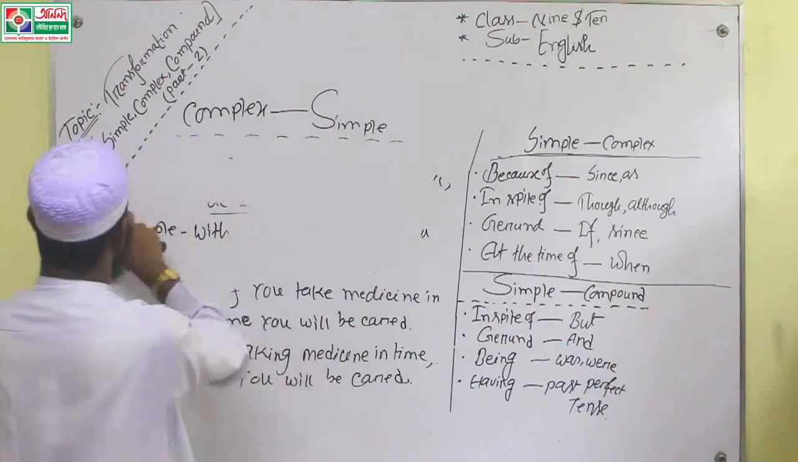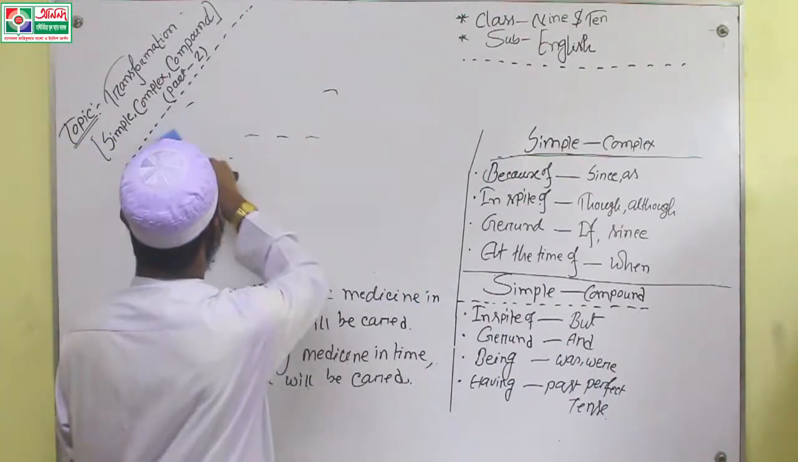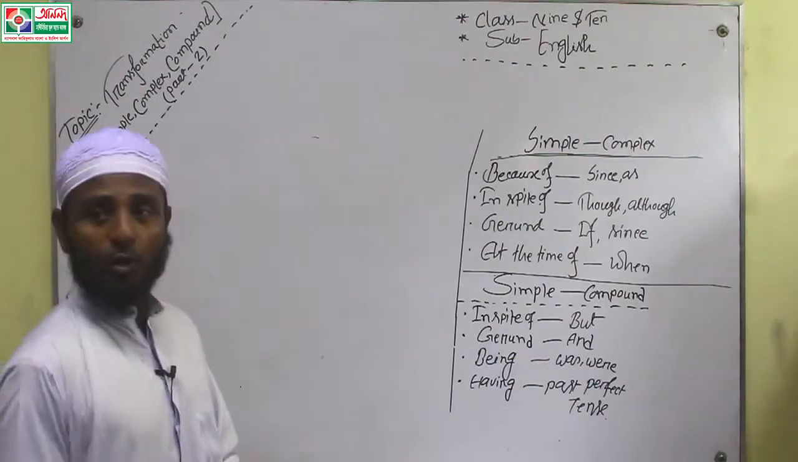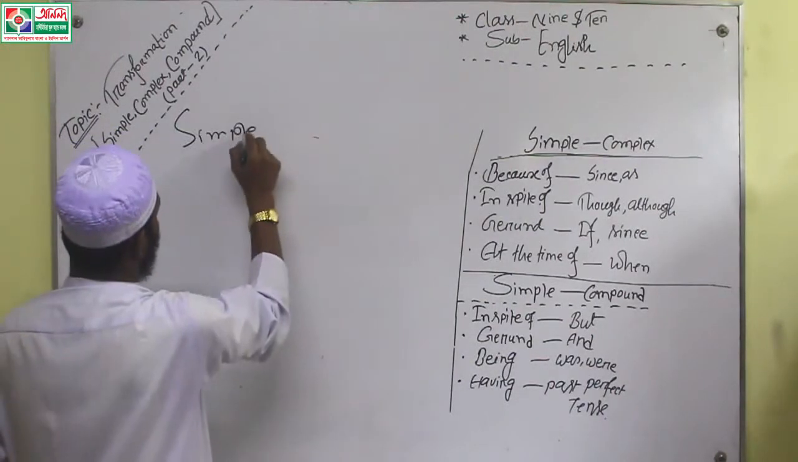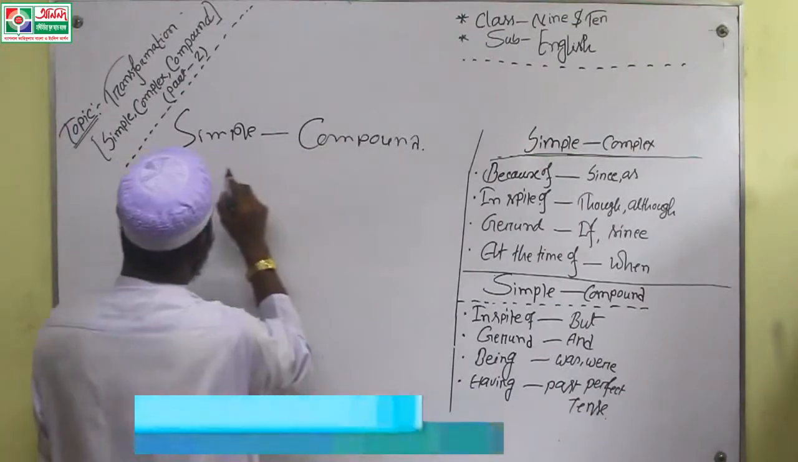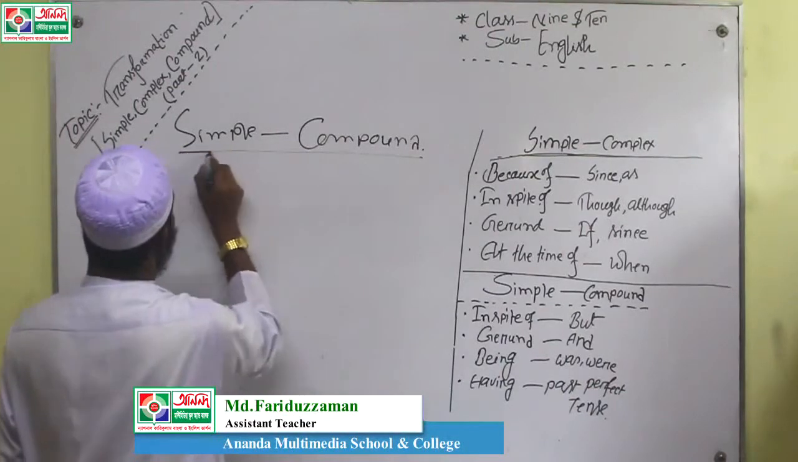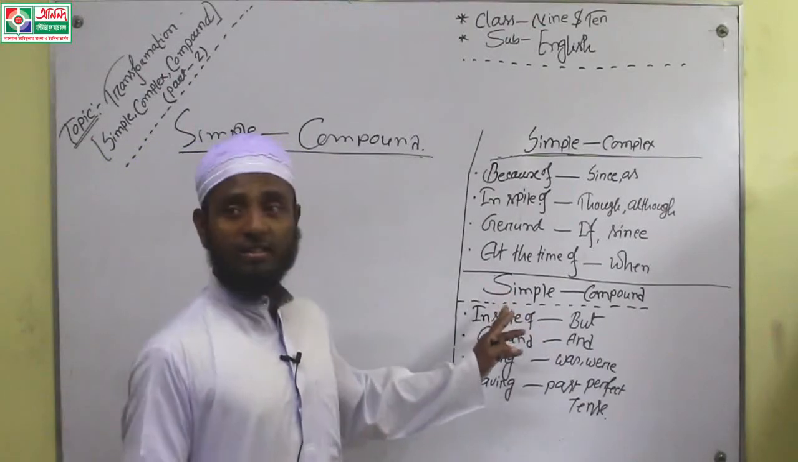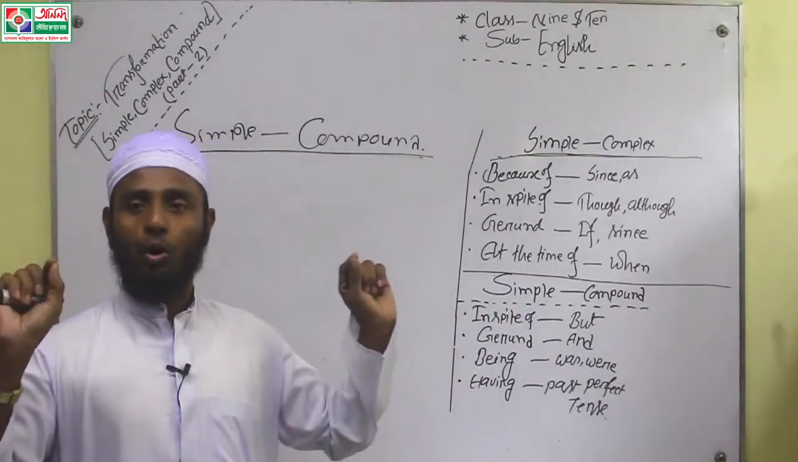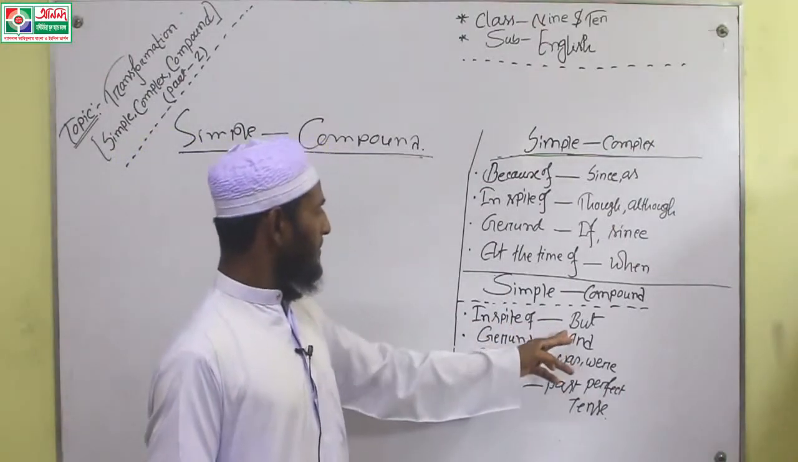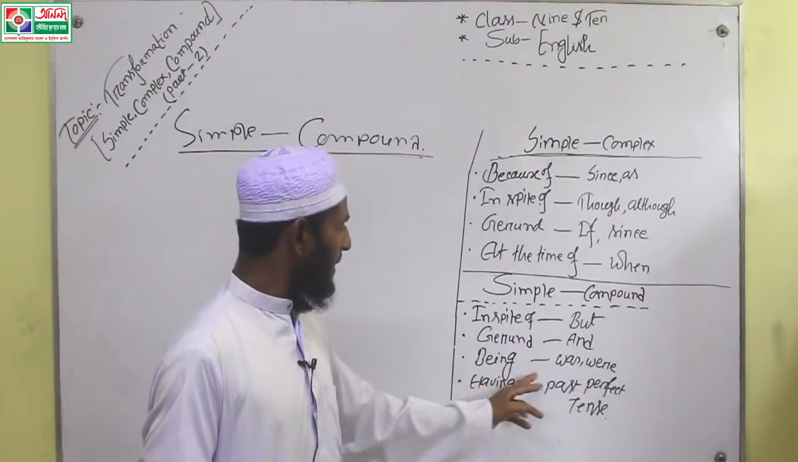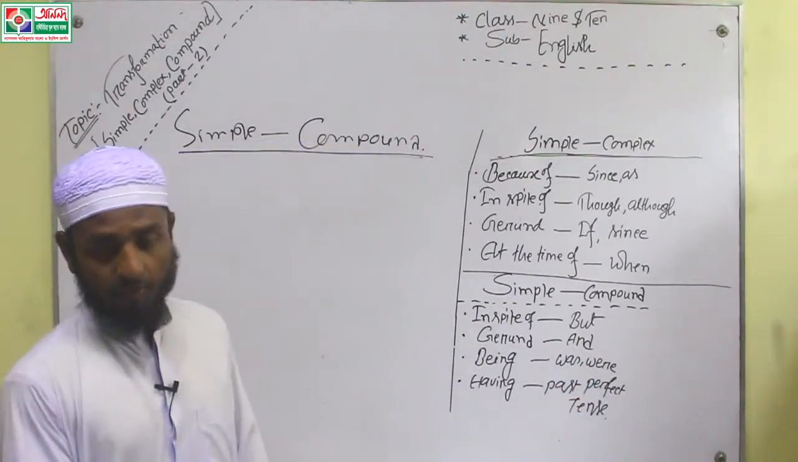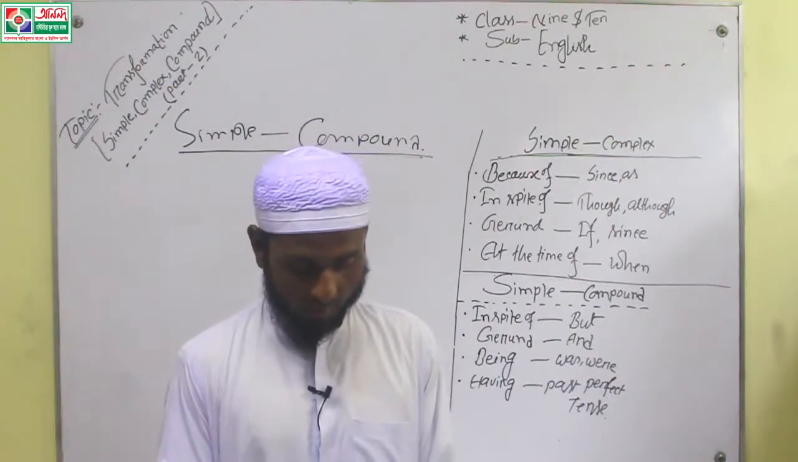Next, our last topic is simple to compound. This is today's last topic, simple to compound. Dear learners, look at the board. We are now discussing simple to compound: in spite of, but, gerund, and, being, was, were, having, past perfect tense. This is simple to compound.